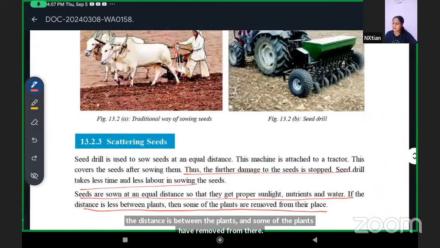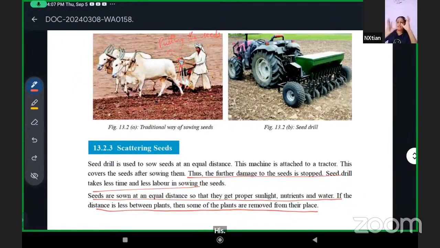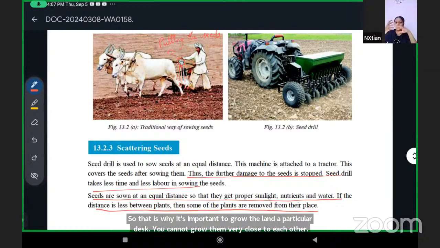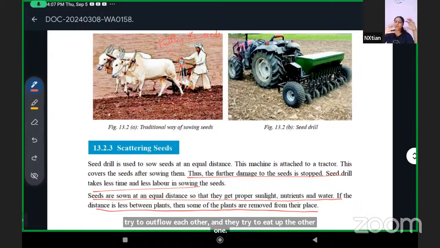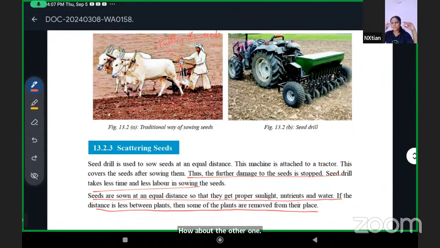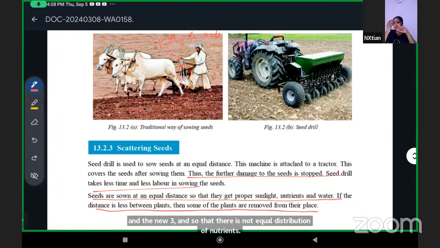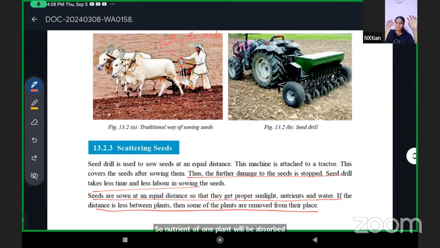Okay, because one plant grows and covers the other one. So that is why it's important to grow them at a particular distance. You cannot grow them very close to each other. They try to outgrow each other, and they try to eat up the other one, cover the other one. And the nutrients also, there is not equal distribution of nutrients. Like if they are planted too closely, the nutrient of one plant will be absorbed by the other plant. So that is why they are planted at a distance.